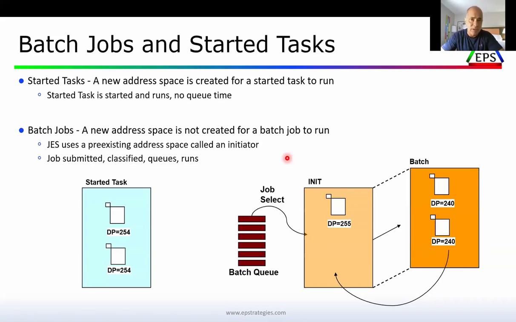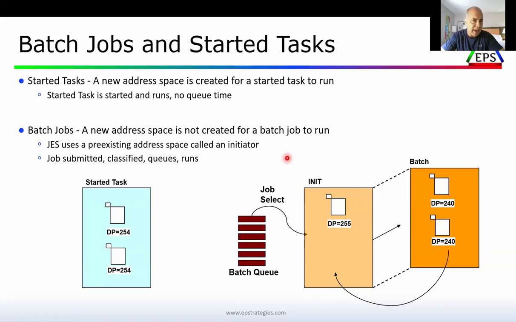So understand that from a started task point of view, the life of the address space is the life of the transaction, and because of that, we can't give a response time goal for a started task. We can't put them into multiple period service classes because think about it: you'd start the started task, it accumulates CPU time, it's going to go to the last period and stay there forever. And that's not what multiple periods are all about. So again, that's an example. And again, all the CPU times accumulate back to the address space, and it's all going to be on the subsequent slides how that's all done.